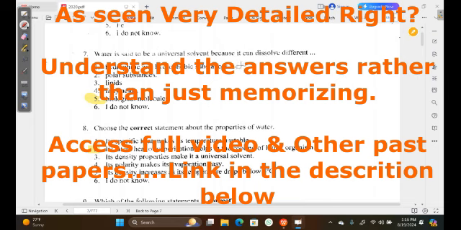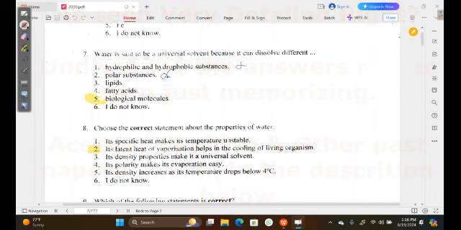Then option 2 is saying polar substances. In as much as this is right, it is not the main reason why water is said to be a universal solvent. So it is correct, but it is not the main reason. Then we have lipids. No, water has no capacity of dissolving lipids. Yes, there are some lipids that are both hydrophilic and hydrophobic, which means the hydrophilic part will be dissolved, but the hydrophobic part will not. So this has no bearing on water being a universal solvent.